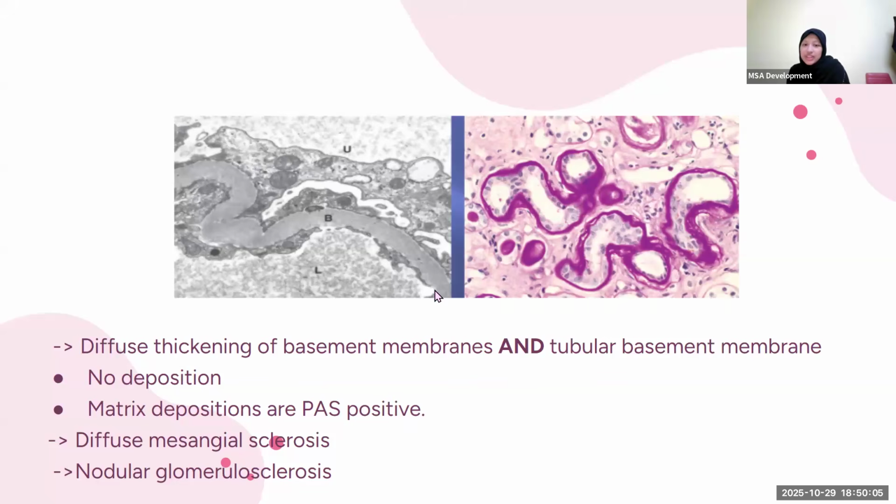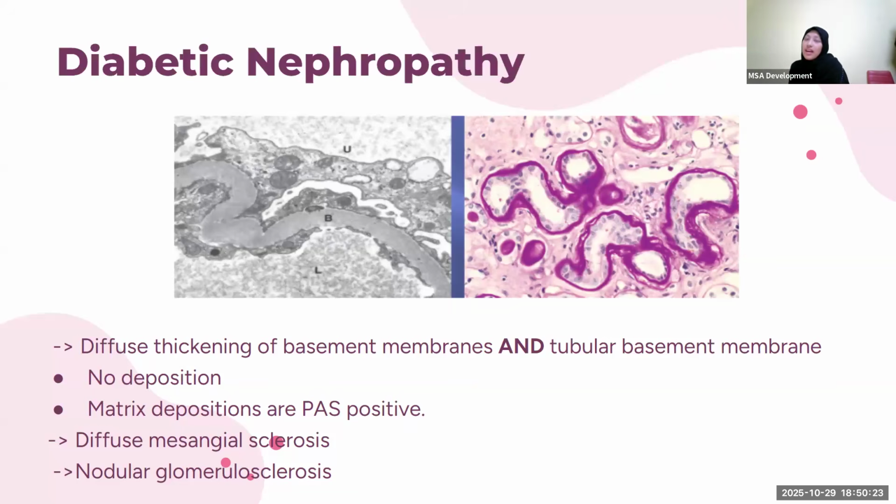So there is no complex, there are no deposits, unlike membranous. Membranous was thickening as well, but with deposits in the subepithelial space. So here there are no deposits at all. You should think about diabetic nephropathy. In diabetic nephropathy, again, the patient will come with polyuria, polydipsia, diabetic-like symptoms, right? Along with these two main points: no deposition, diffuse thickening.